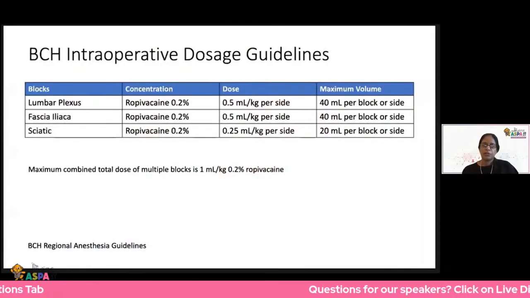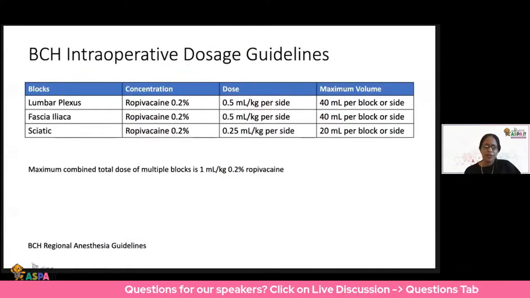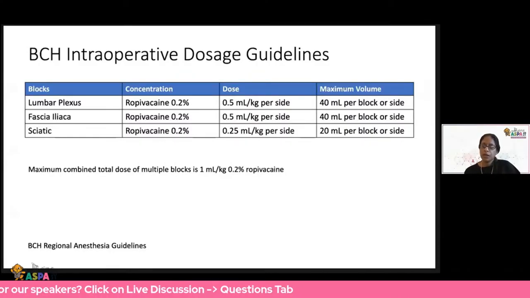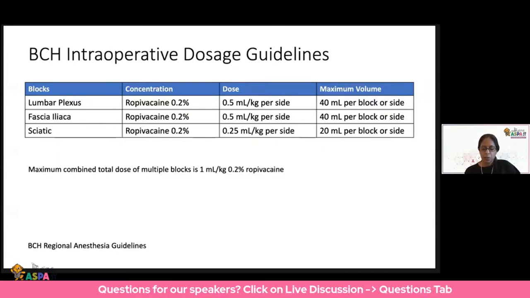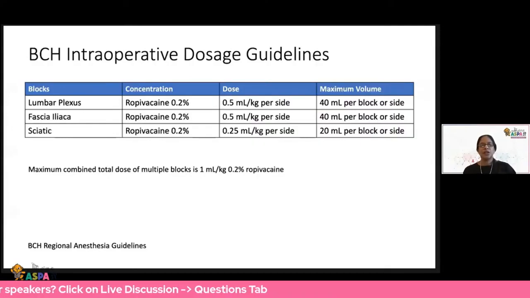Just briefly, I wanted to review our intra-op dosing guidelines for these specific catheters. A lumbar plexus catheter, we would bolus it intraoperatively with ropivacaine 0.2%, with the doses noted there. They're all weight-based. And then if we do multiple blocks, we have to use the combined maximal total dose for those blocks.